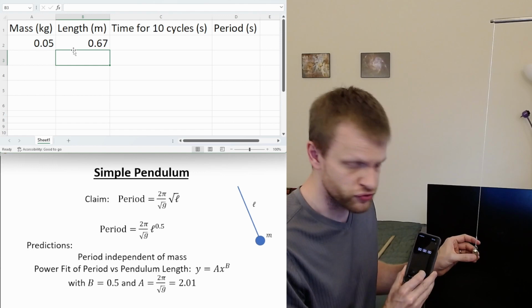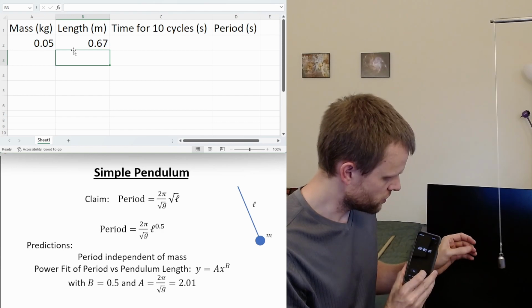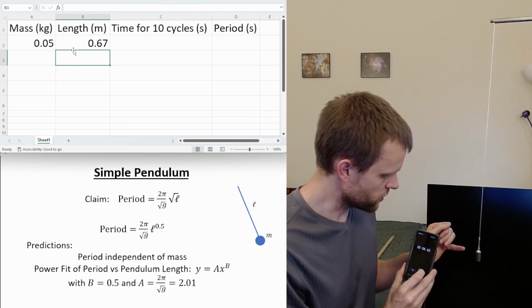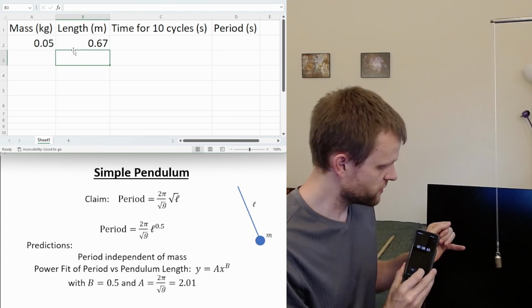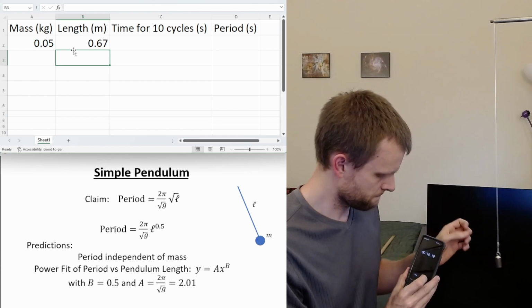Again, we're waiting through 10 full cycles of the motion, starting in 3, 2, 1, start. 1, 2, 3, 4, 5, 6, 7, 8, 9, stop.